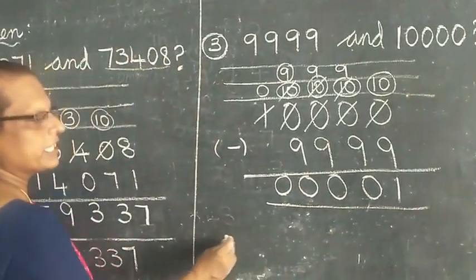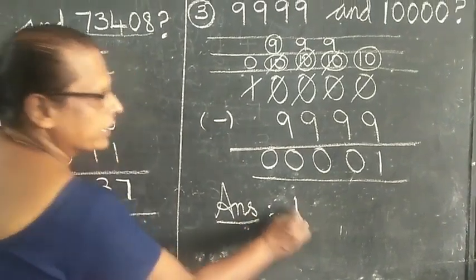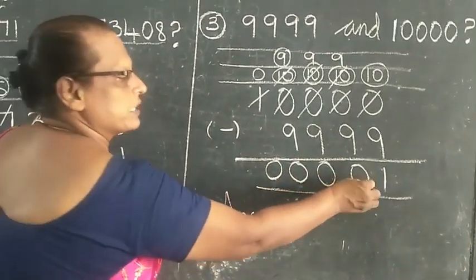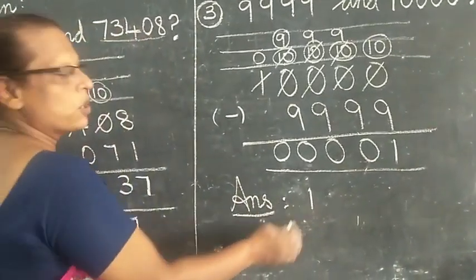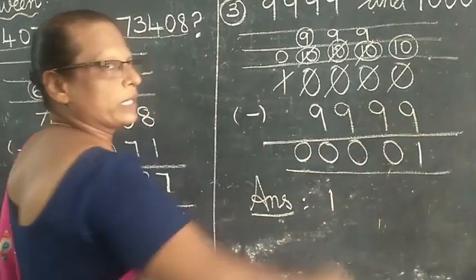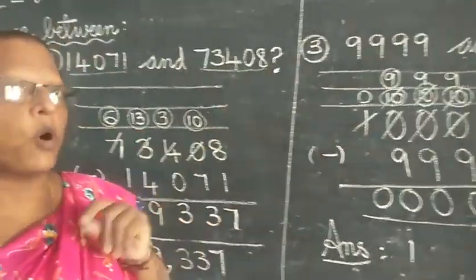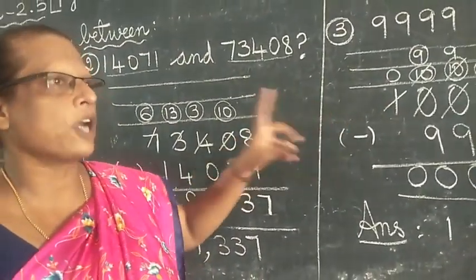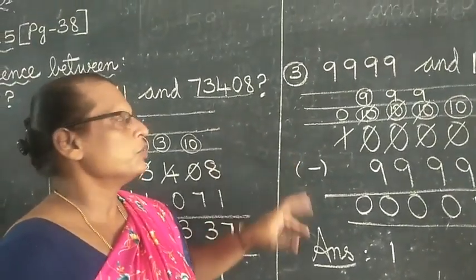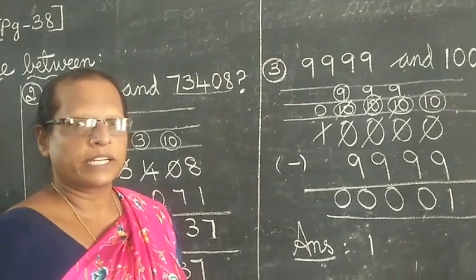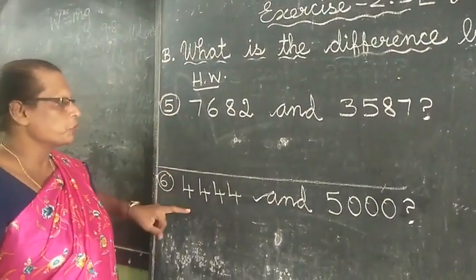So what's the answer, children? You have to write only 1. No need to put the zeros because they have no value, isn't it? So 1. You have to write only 1. No need to write 0, 0, 0, 1. Understood children? Likewise, I am going to give you homework also. You have to do like this. How many of them are doing correctly? I will see. Okay children, I will give 2 sums for your homework.